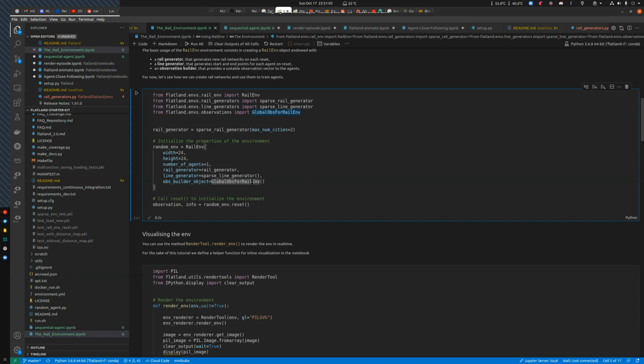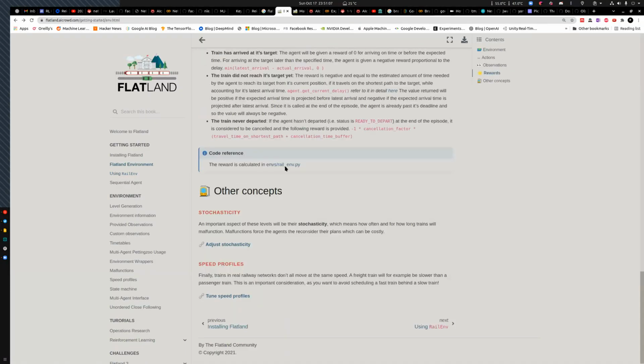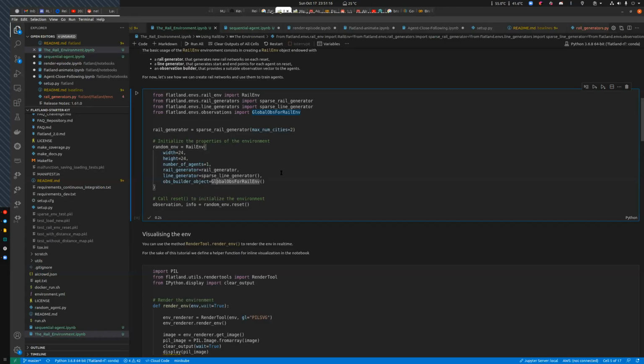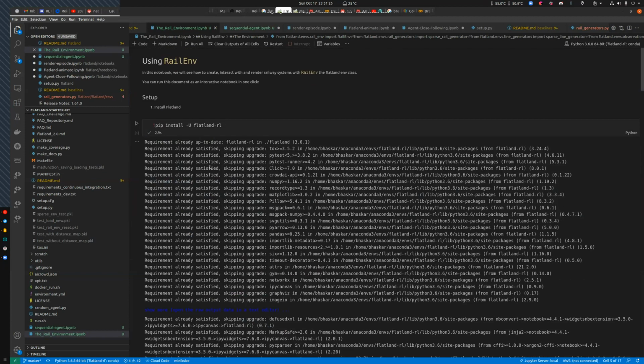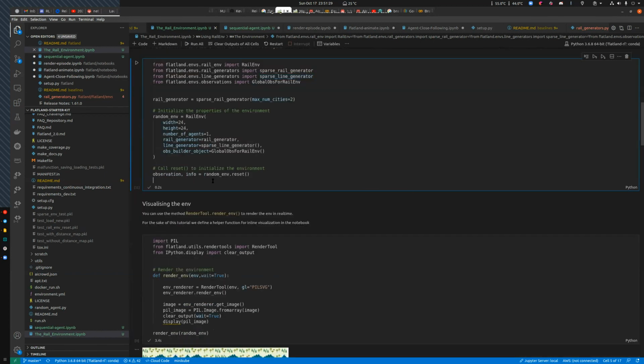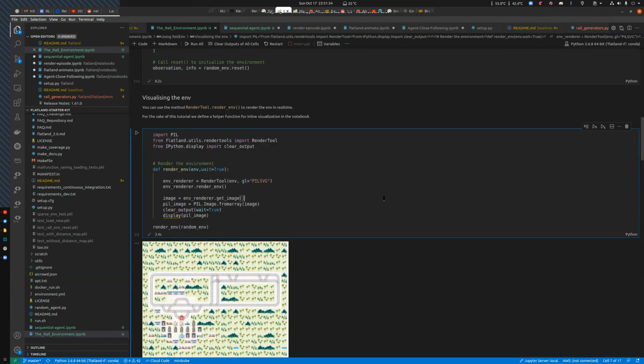rail environment. Here, as I have alluded to, we had global, local, and tree entries, so we are taking the global here, global observations. In this case, since we are only running the single agent here, we are visualizing the environment.